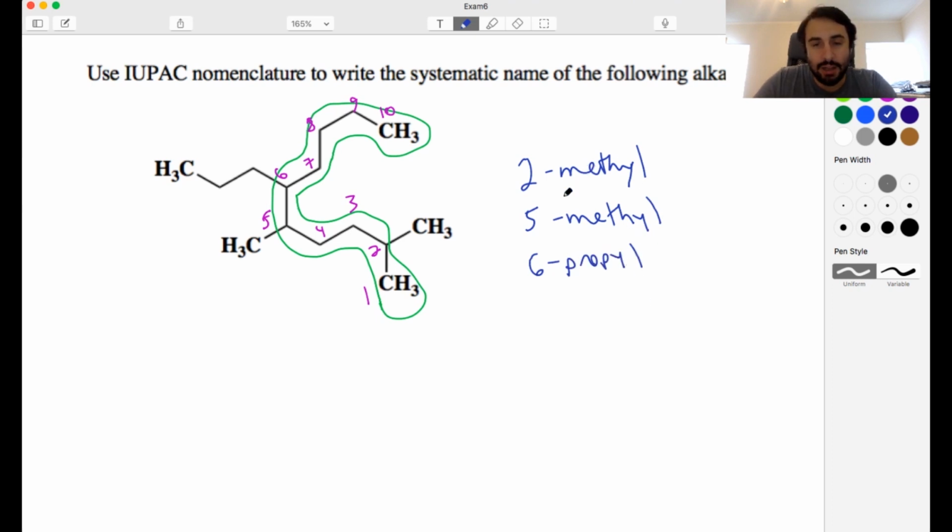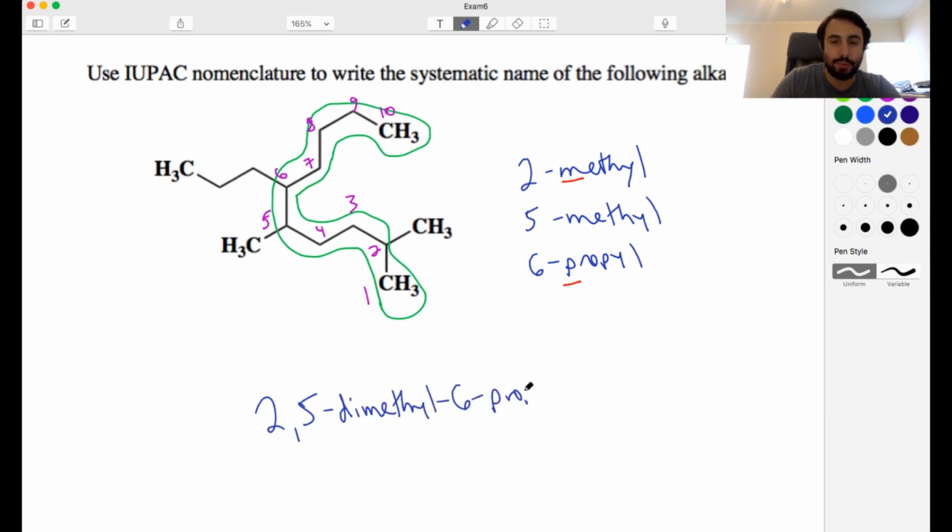So what do we want to do first? We know that we want to name the methyls at the same time because they're the same substituent. And then M before P, right? M comes before P, LMNOP. So we want to name the methyls first, which means we're going to say 2,5-dimethyl-6-propyl. And then decane. This is a decane because it is a 10-carbon molecule. So 2,5-dimethyl-6-propyl decane. This is a pretty basic one, just a regular hydrocarbon there.